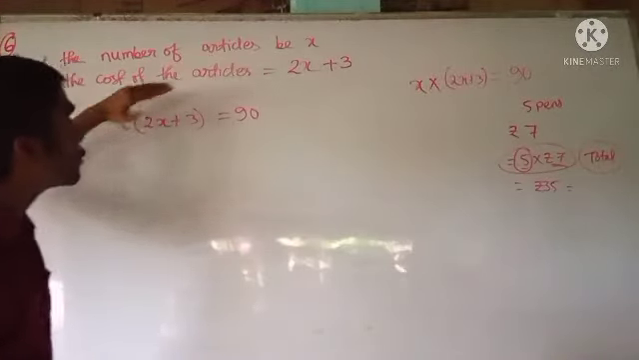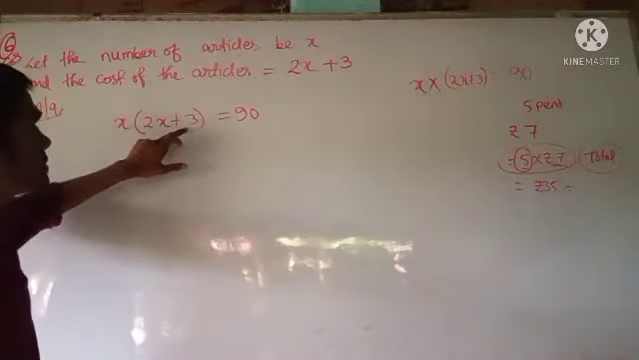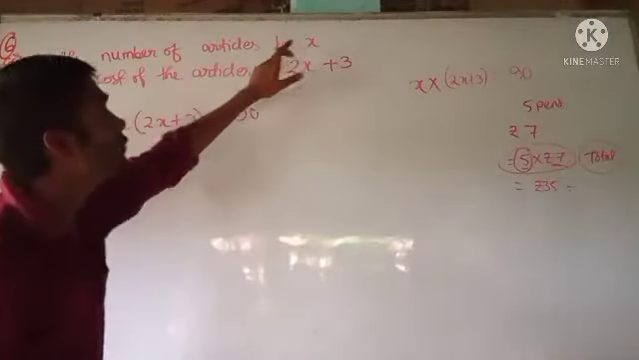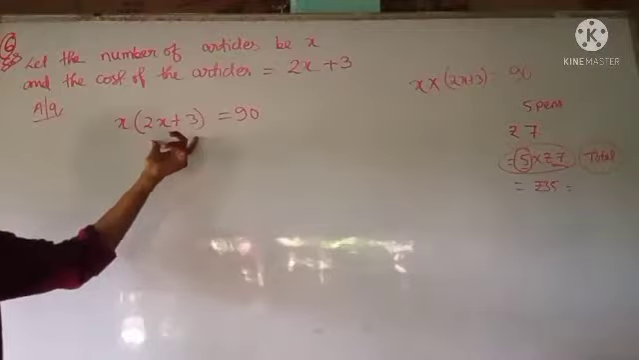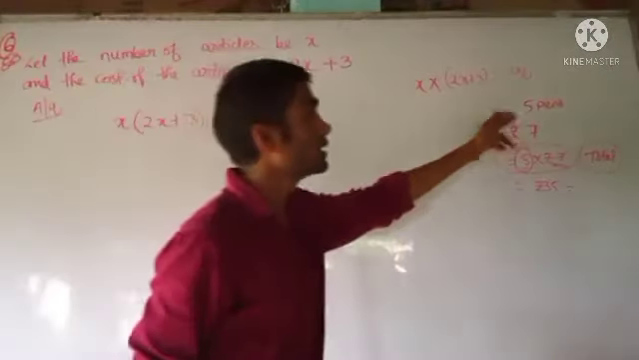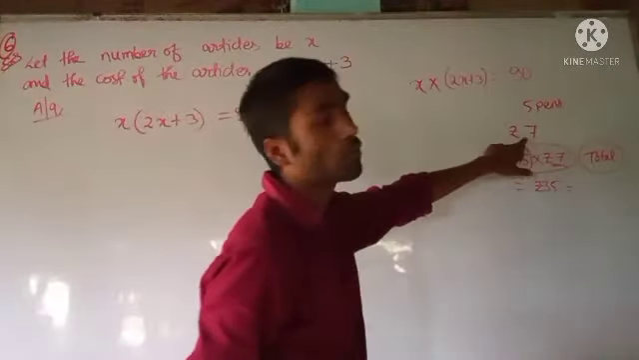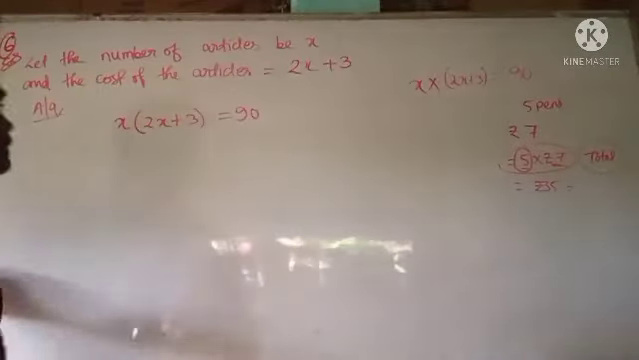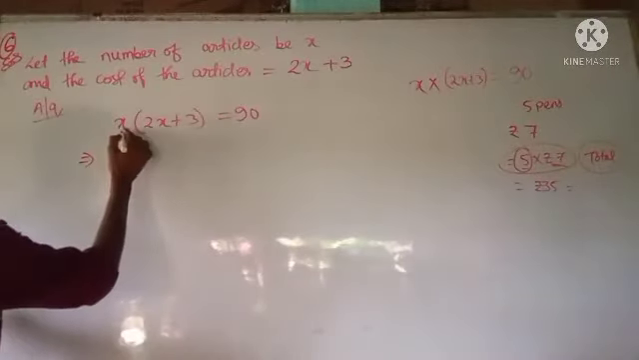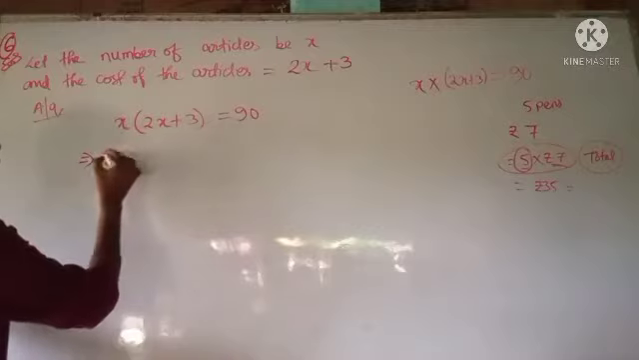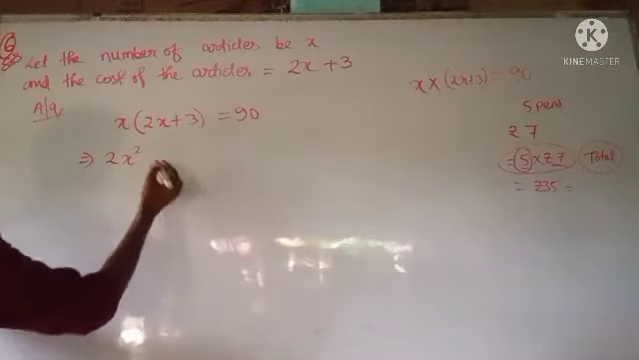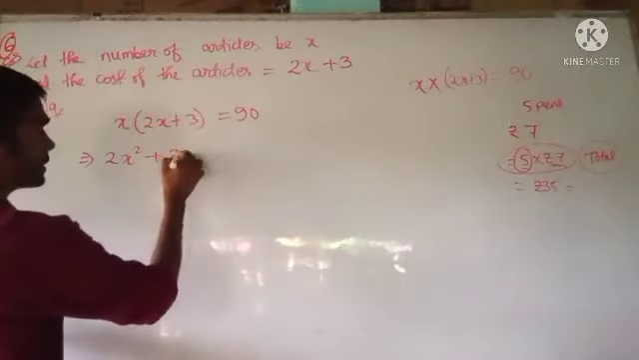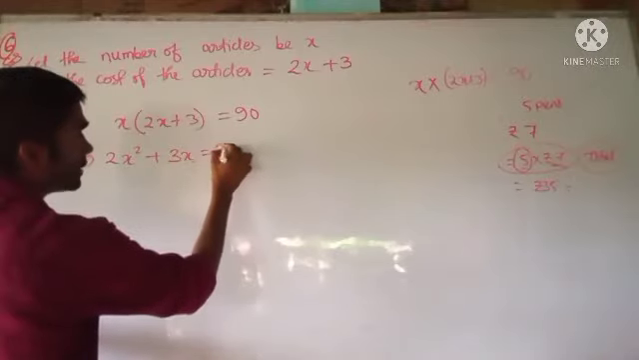So if the cost of one pen is 2x plus 3, the cost of x pens will be equal to x into 2x plus 3, that is the number of pens into the cost of one pen. Then x will multiply here. So x into 2x will give 2x squared, plus x into 3 will give 3x, is equal to 90.